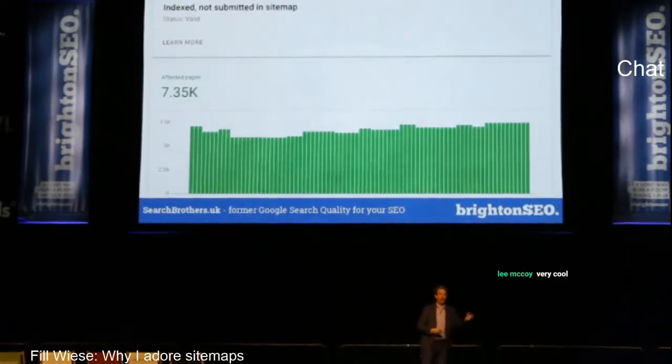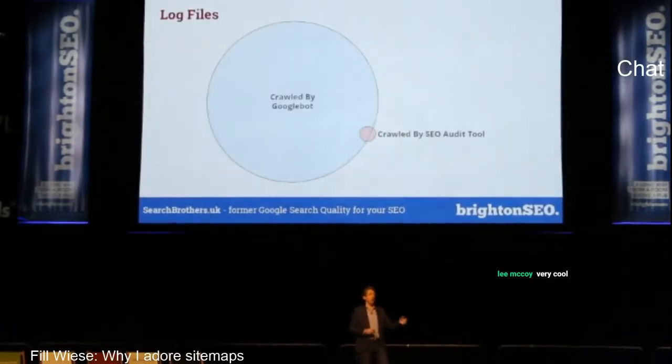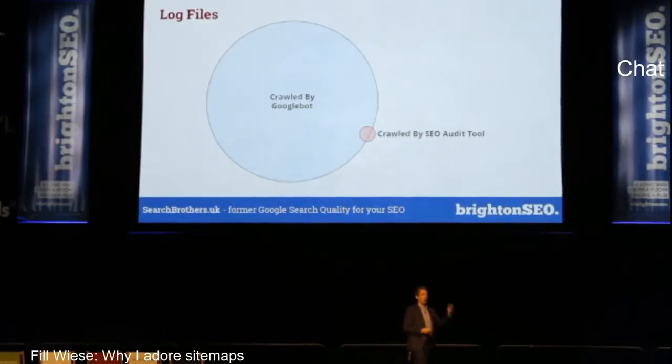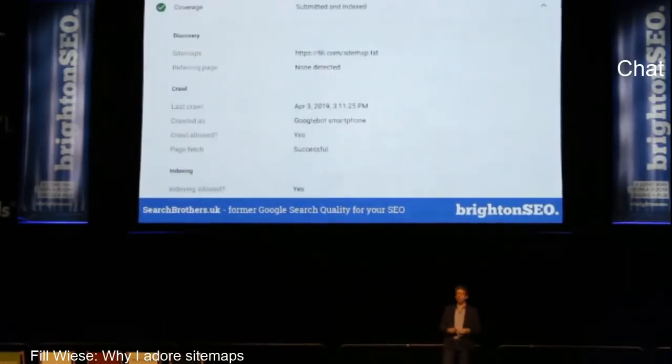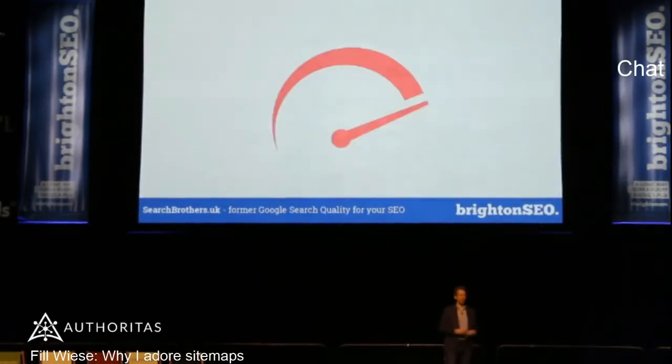Now we can get that sample from Google, but unfortunately it's just a sample. So we still need to look at our log files and get all the other ones and crawl them. Now we can use the URL inspection tool to check if each individual URL is indexed or not and submitted or not. Yeah? And that is how we measure the success part.